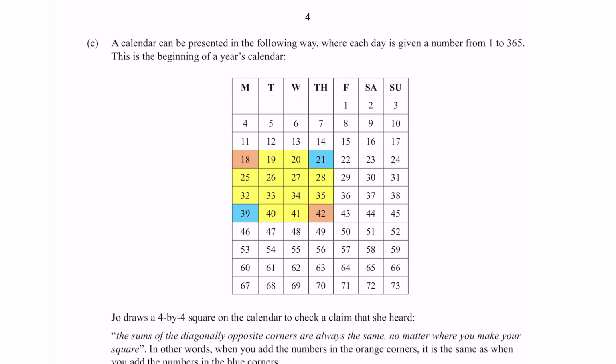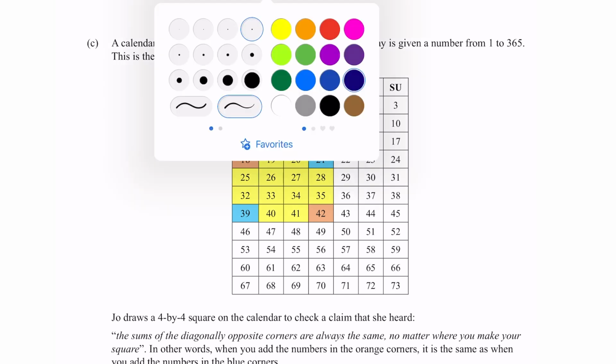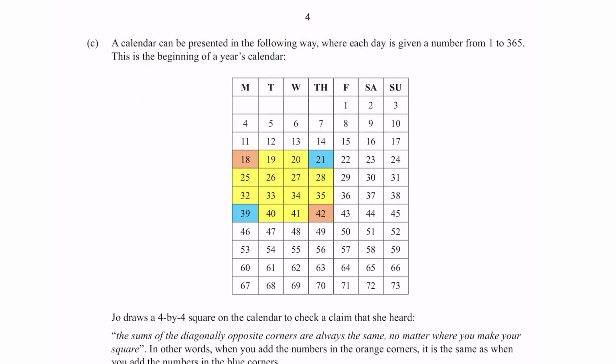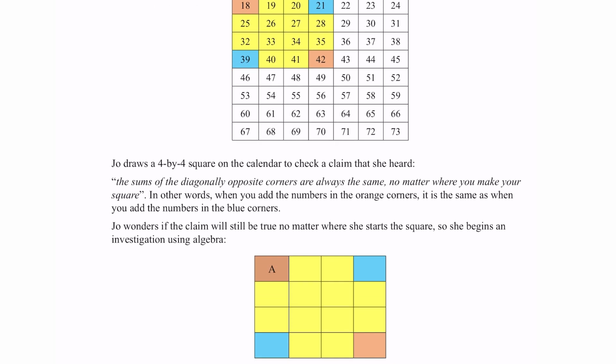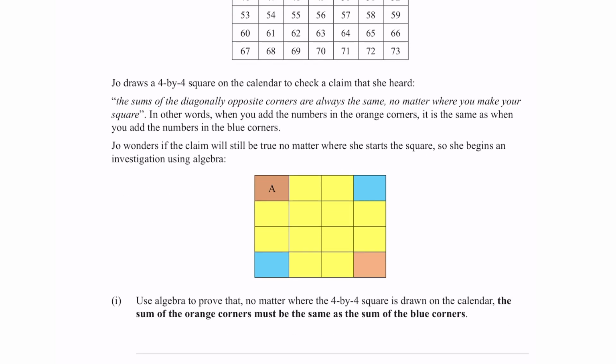So a calendar can be presented in the following way, where each day is given a number from 1 to 365. And so this is the beginning of a calendar for some random year. So Joe draws a 4x4 square on the calendar to check a claim that she heard. The sum of the diagonally opposite corners are always the same, no matter where you make your square. In other words, when you add the numbers in the orange corners, it's the same as when you add the numbers of the blue corners. Joe wonders if this claim will still be true no matter where she starts the square, so she begins an investigation using algebra.